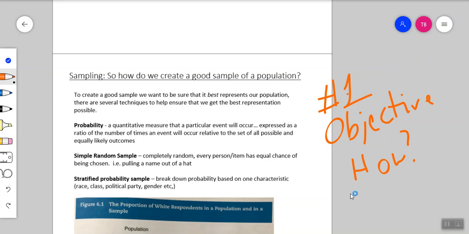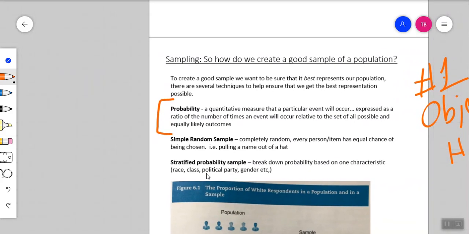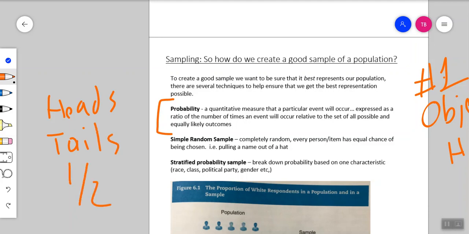The main measure of our objectivity is going to be this term here, probability. I'm sure you've heard this before. The basic idea is the likelihood of something to occur. For instance, if you're simply flipping a coin, you're either going to get heads or tails. So basically you have a 1 in 2 chance of getting heads or tails, or a 50-50 chance. So basically 50 times out of 100, you have equal chance of choosing either. So probability is just a simple ratio between the two.